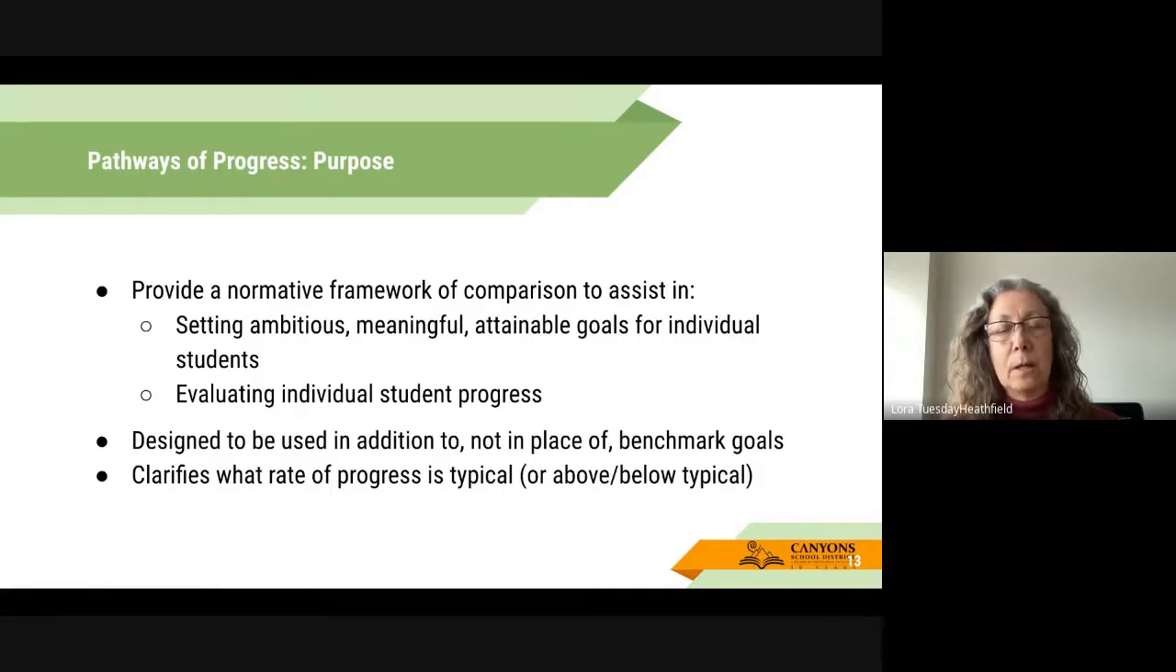So if we have a goal and we're tracking the student's progress toward that goal and it looks like they're not going to meet that goal, we need to do something different in order to ensure that that student will meet that goal. So these pathways of progress are designed to be used in addition to, but not in place of, the benchmark goals. So each student still has a benchmark goal, but then they also have this pathway goal. And the pathway goal is more akin to a rate of improvement than a specific goal. And like I mentioned before, it kind of tells us the rate of progress, whether it's typical or above or below typical.